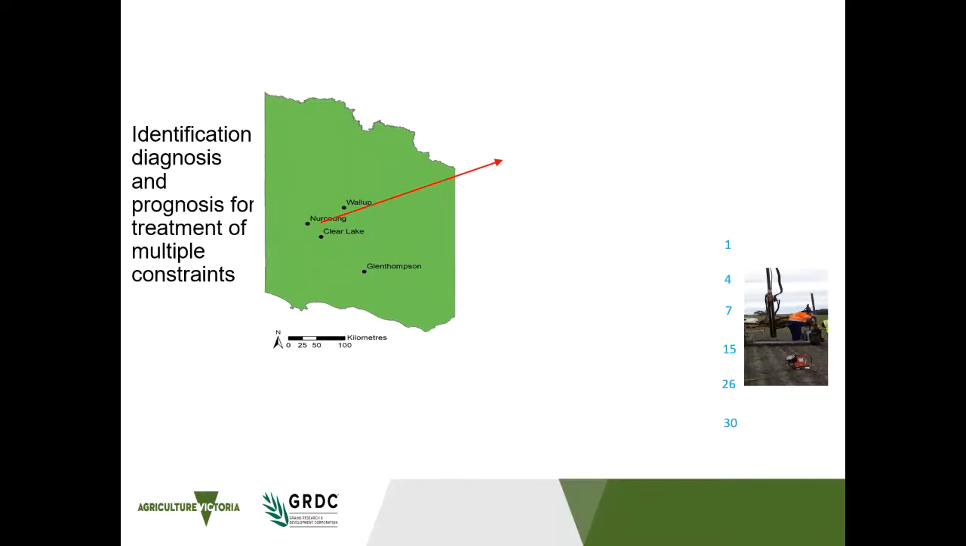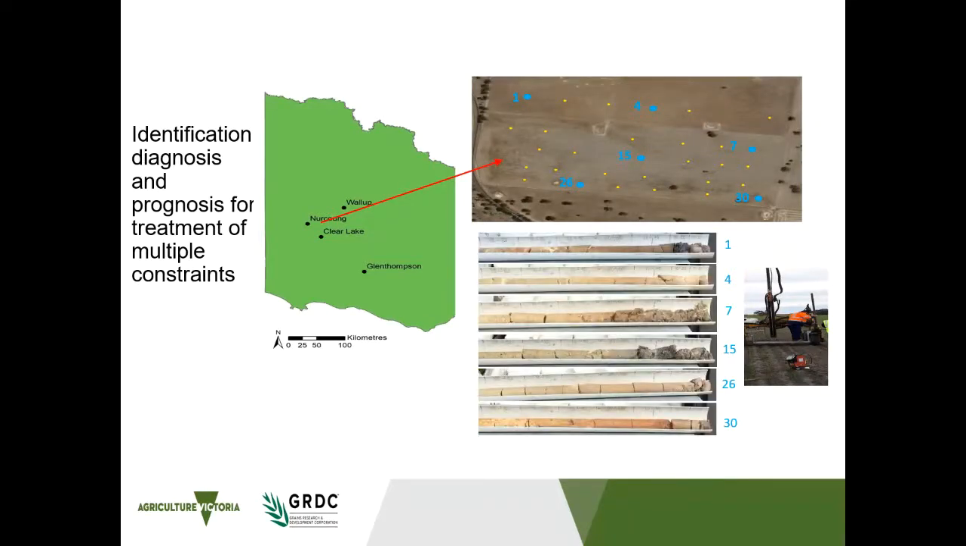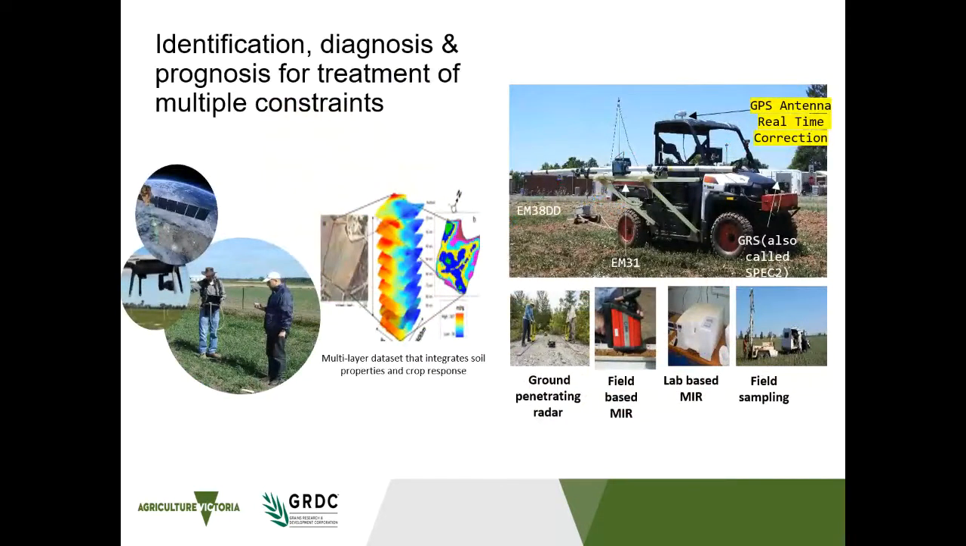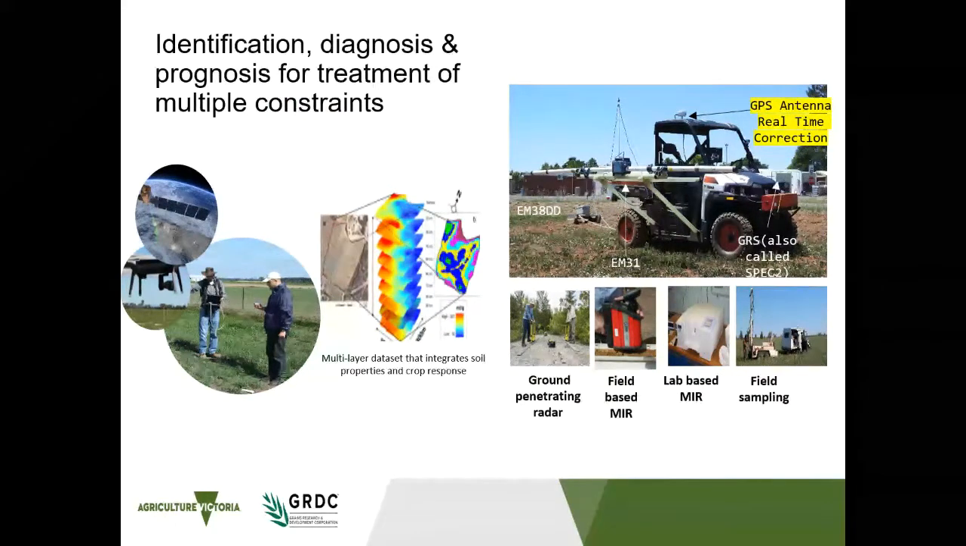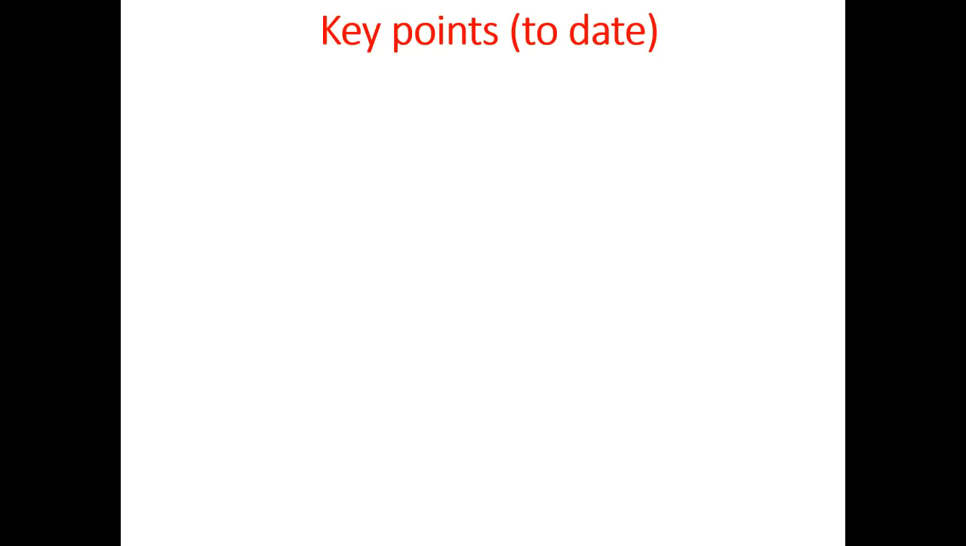If you take one site there, the Nhill site, and look at the surface, this area here is relatively uniform. But when you start looking at each of those points, there's that large spatial variability that can occur naturally in a soil within a paddock. So what we're trying to do at present is use various soil and crop sensing techniques to help identify that natural variability in soils, and therefore soil constraints, so we can better target the application of subsoil manuring to those paddocks. So, just key points to date from the work.